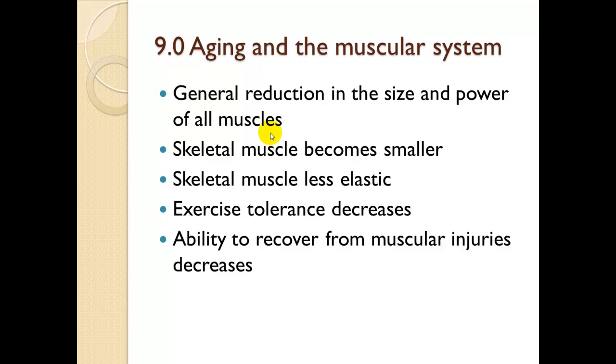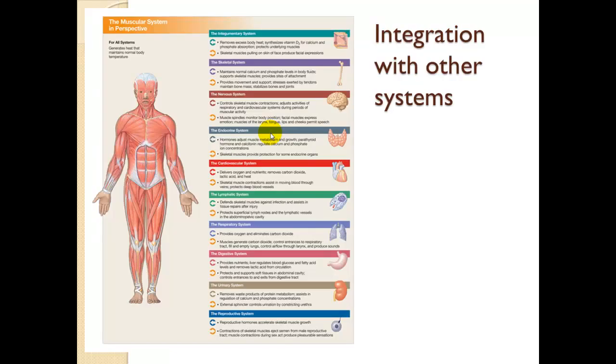Exercise tolerance is decreased, so you cannot go out and run 5 miles anymore unless you've kept yourself conditioned. The ability to recover from muscular injury decreases. So if you actually tear a muscle, it takes a longer time for the muscle to repair itself and heal itself.